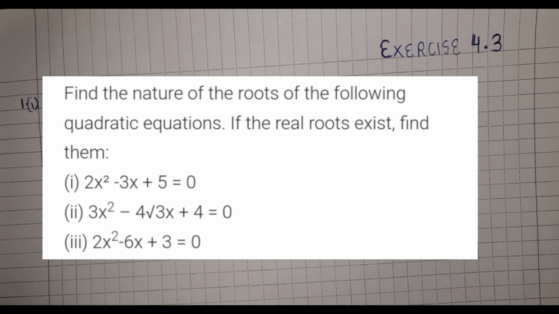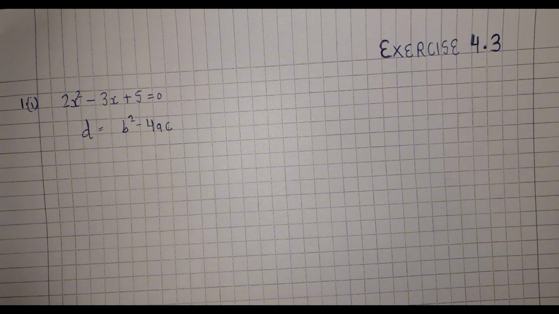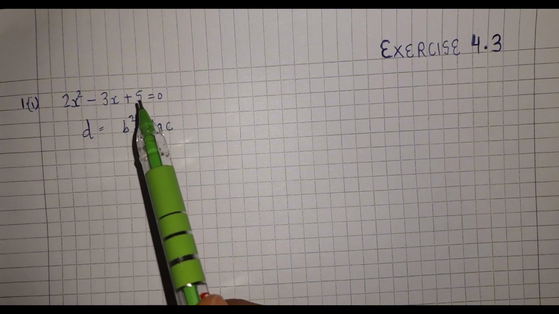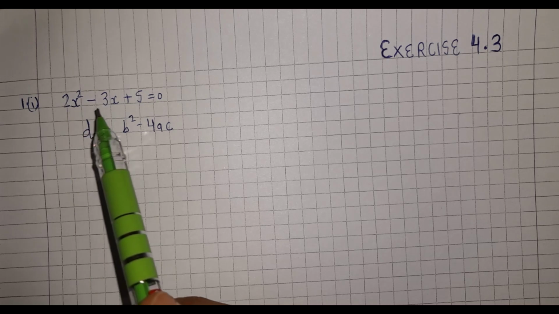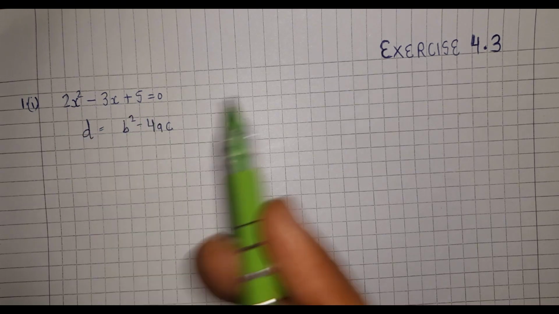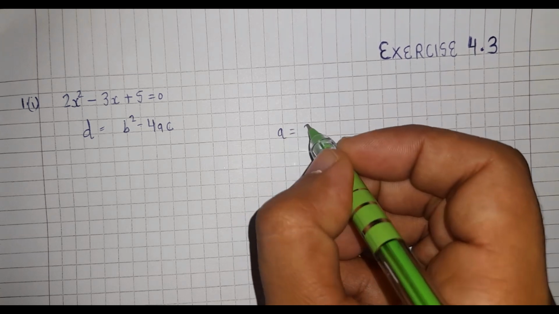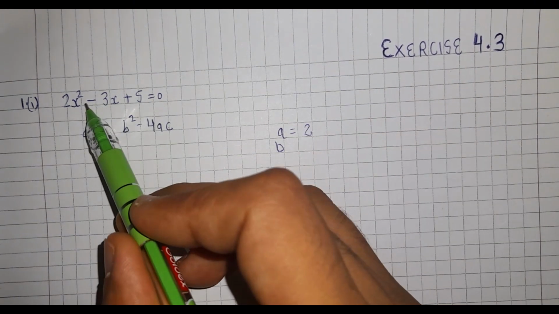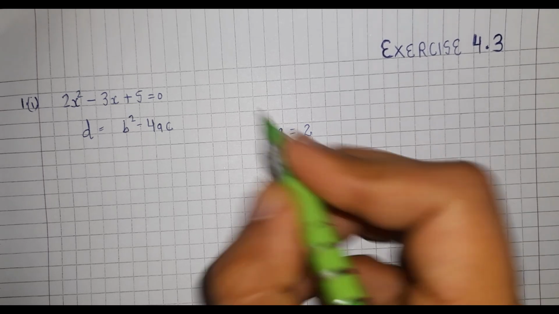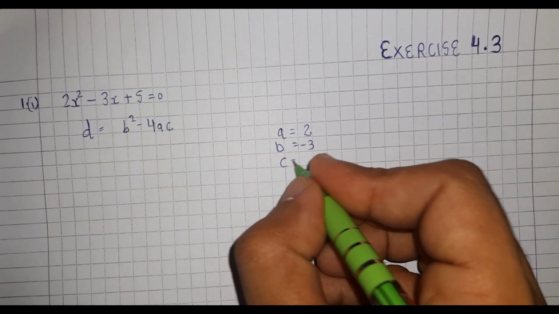First question: find the nature of the roots of the following quadratic equations. If the real roots exist, find them. First part, 2x² - 3x + 5 = 0. Now to find the nature of the roots, we have to find the discriminant. Firstly, a = 2, b = -3 and c = 5.